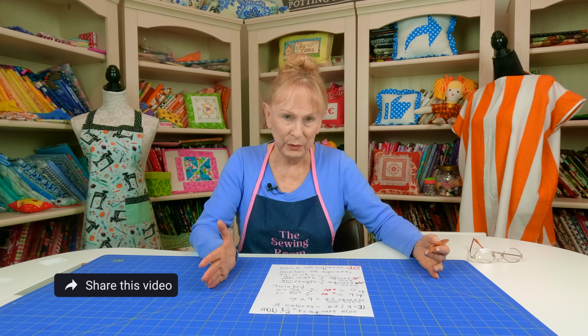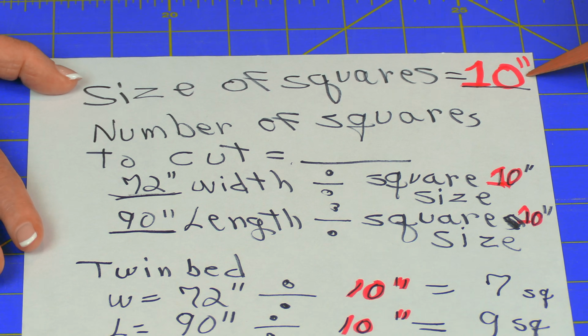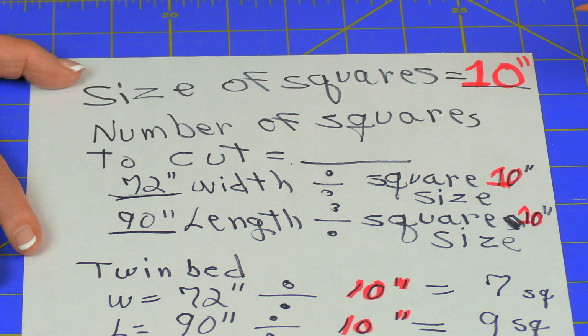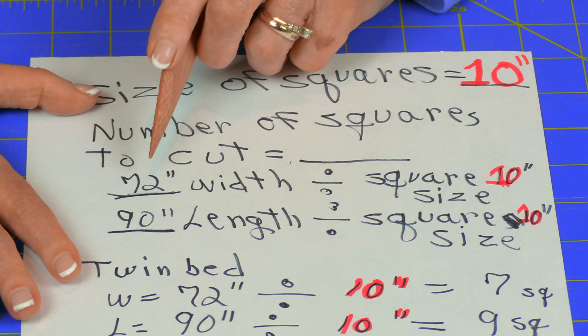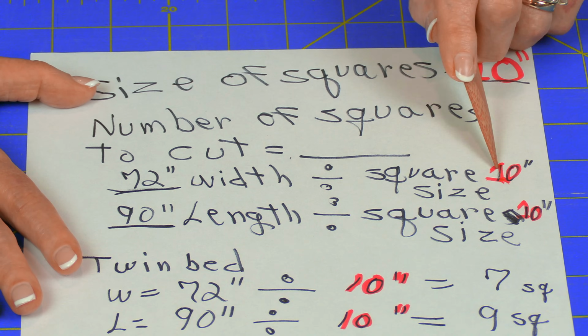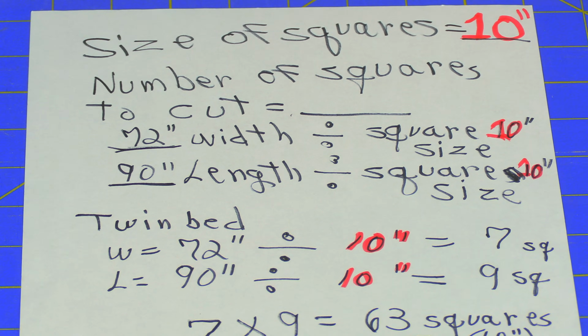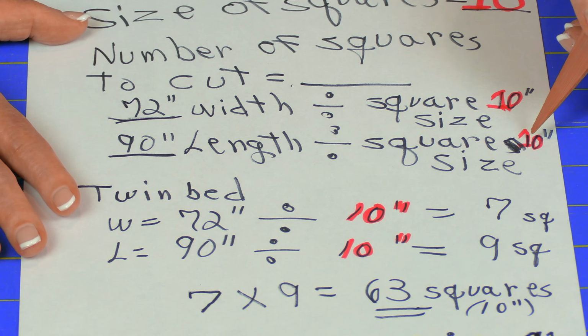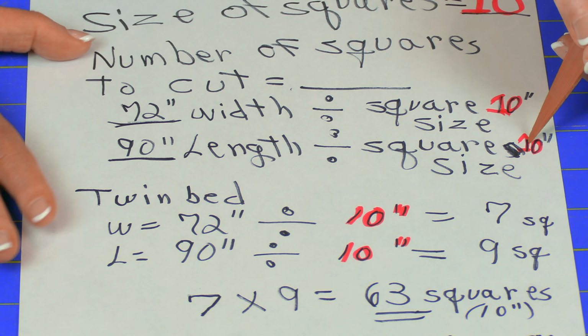So you need to also have in mind just how big of squares you want to work with. I'm going to calculate this for using 10-inch squares. So go ahead and plug that number in. Write down you want to use 10-inch squares. And then to calculate the number of squares for the width and the length, you're going to divide the square size into the width of the bed or that area you want to cover. Do the same thing for the length, also divide that by 10 inches.